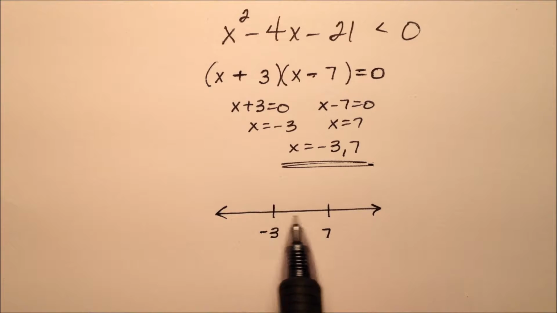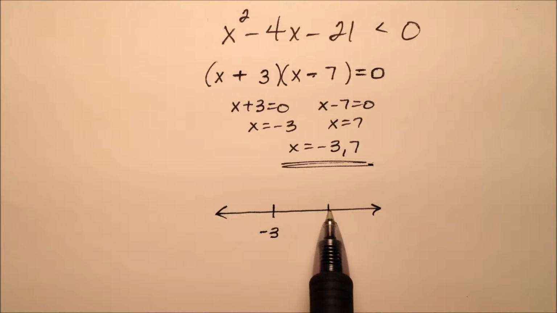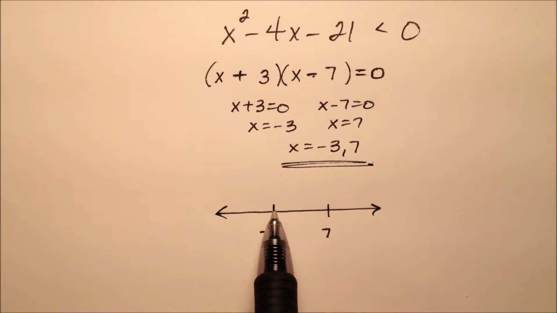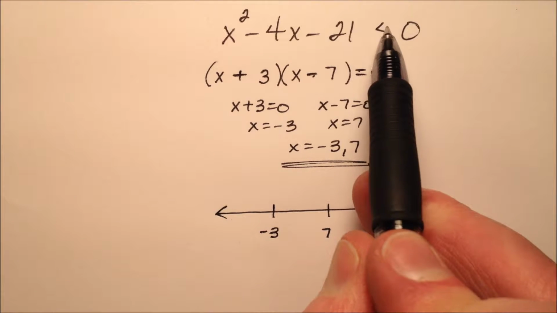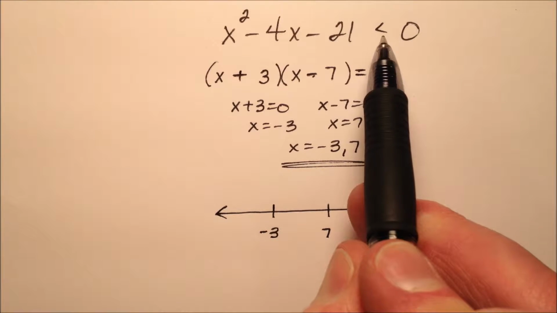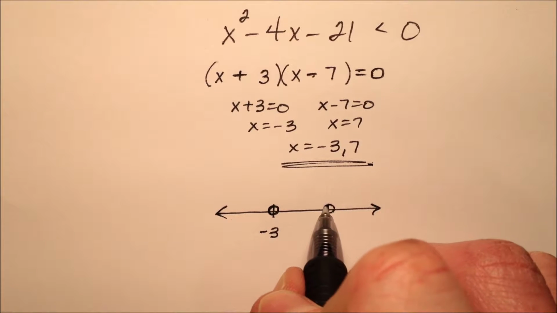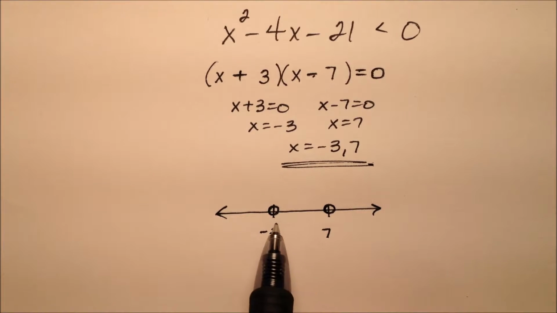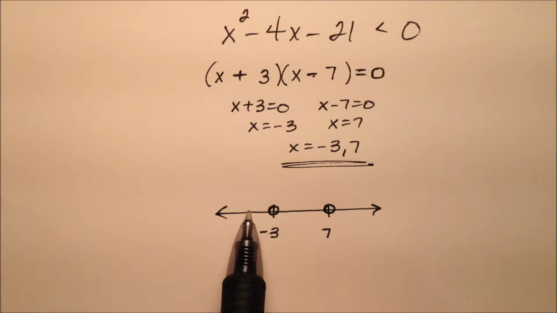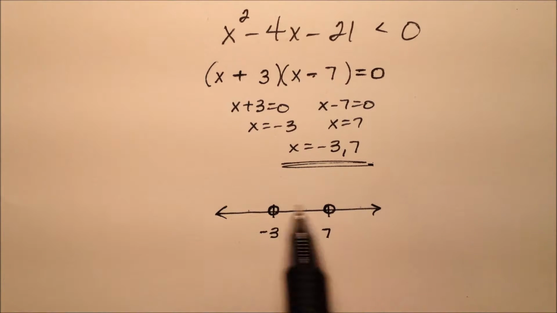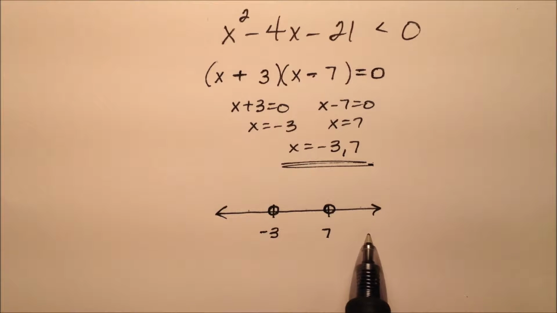And I know that that's where my circles are going to go, whether they're open circles or closed circles, because those are going to function as my boundaries. And since this is less than and not less than or equal to, I know I have open circles at both of these numbers. Okay, so now am I going to shade the left or the middle or the right or maybe multiple sections?